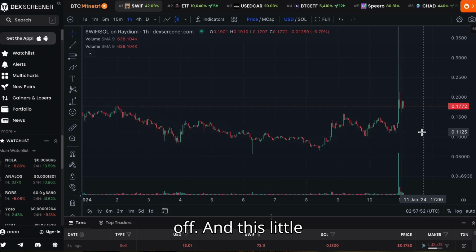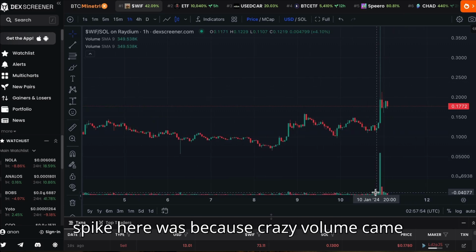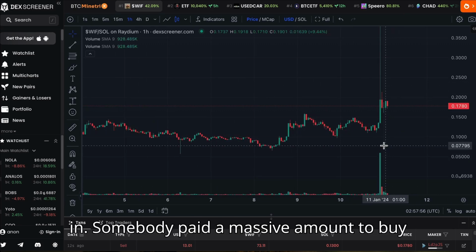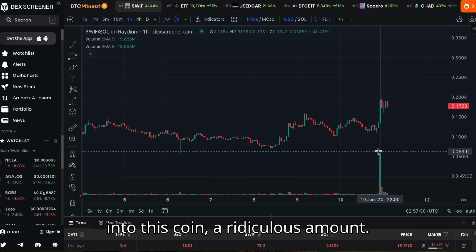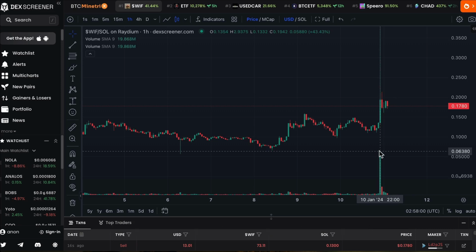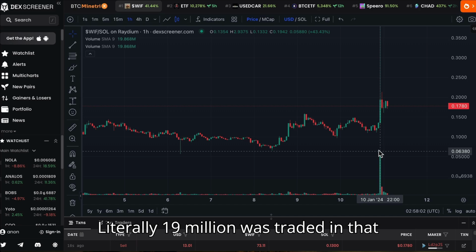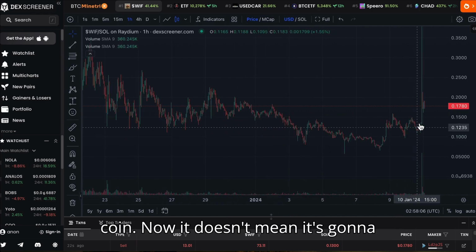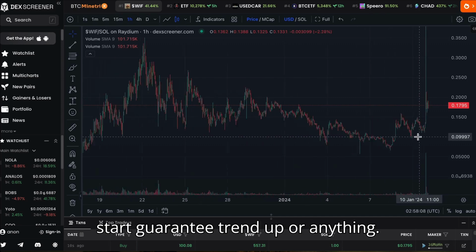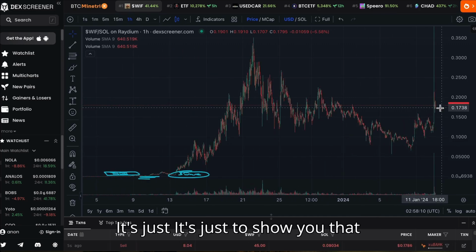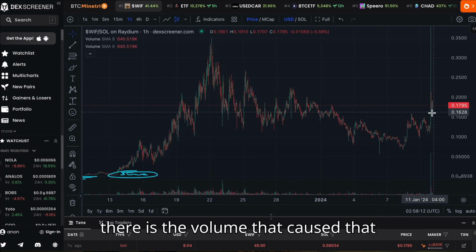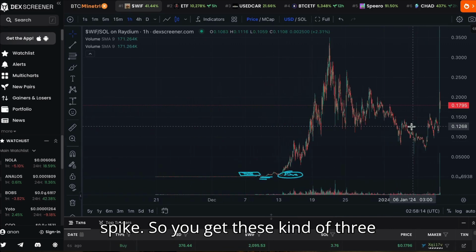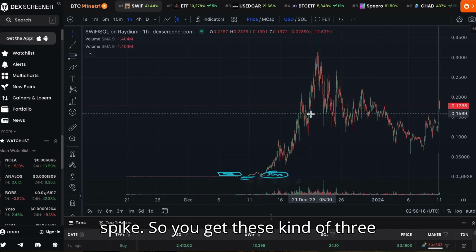And this little spike here was because crazy volume came in. Somebody paid a massive amount to buy into this coin, a ridiculous amount. Literally 19 million was traded in that hour. It was a ridiculous purchase for this coin. Now, it doesn't mean it's guaranteed to start trending up or anything. It's just to show you that there is the volume that caused that spike. So you get these kind of three waves.